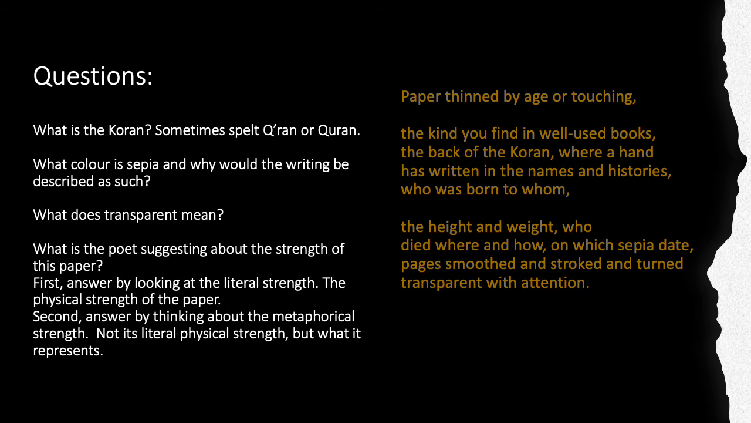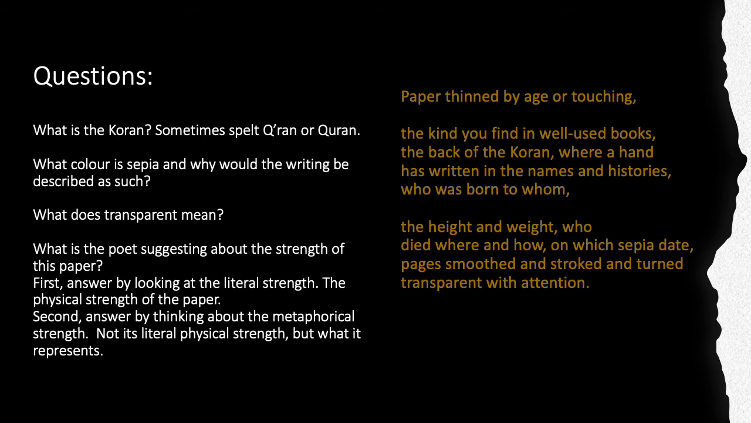Here are some questions about the opening few stanzas. The questions have been transferred into Google Form in your classroom, so you can type your answers in there, or you can write them on paper. Either is absolutely fine. Question 1: what is the Quran? It's sometimes spelt with a Q, but your question is, what is the Quran? Second question: what colour is sepia, and why would the writing be described as such? Why would writing be sepia? What has happened? Third question: what does the word transparent mean?